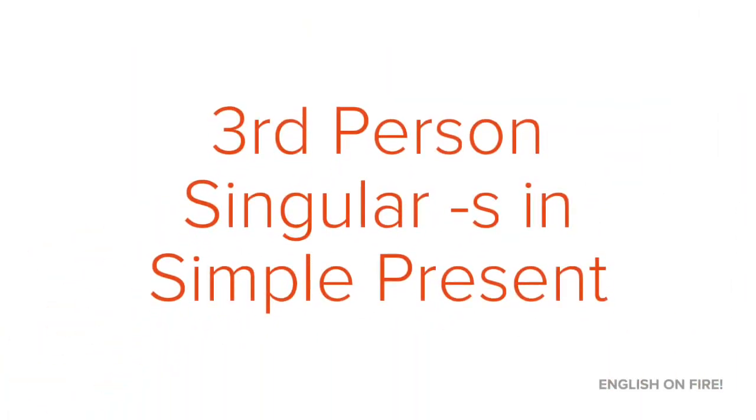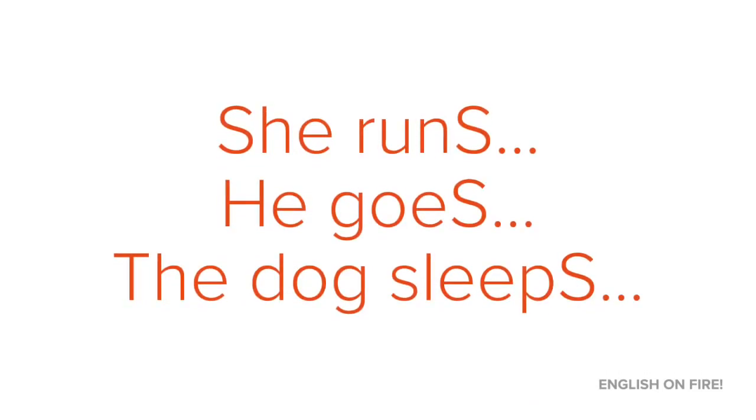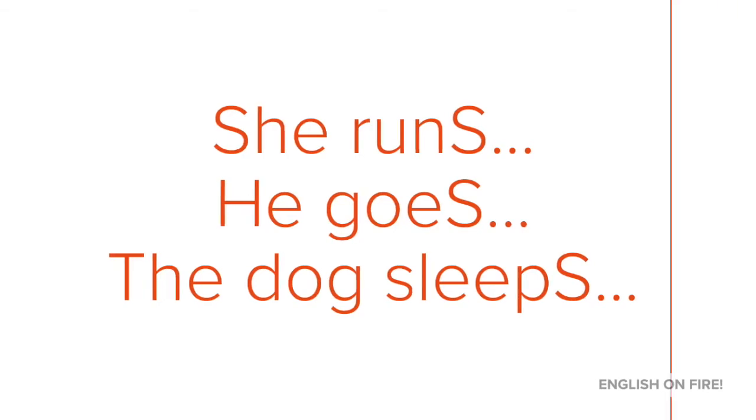You probably learned simple present early when you were learning English, but for some reason, everyone tends to forget to say the final S on their third person singular verbs, like she runs, he goes, the dog sleeps. From the very lowest level to the very highest, I always have to make this correction in speaking and writing.